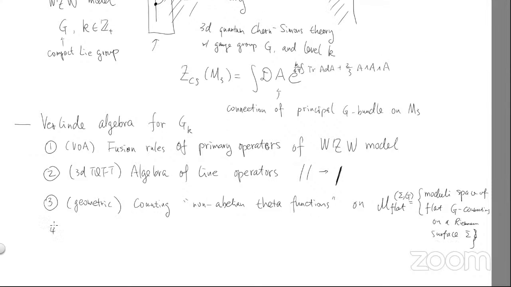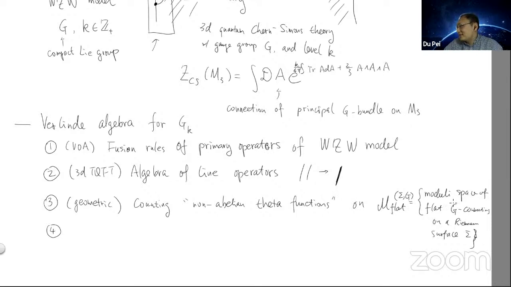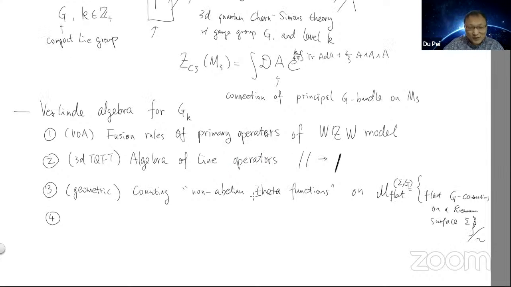Sorry, G connections or classes of G connections? I mean, up to gauge transformation? Yeah, exactly. So the moduli space is modulo gauge transformations. Oh, I should maybe just write it like this: flat G connections on a Riemann surface modulo gauge transformations. This would make it slightly better. Any other questions?